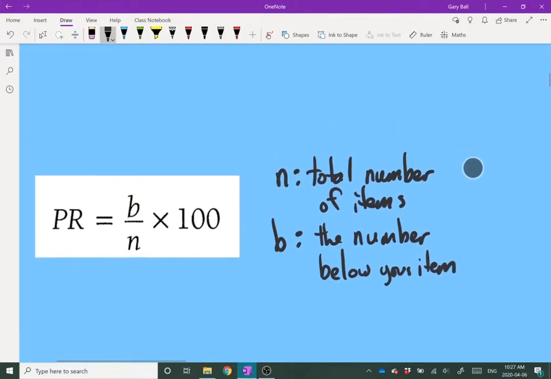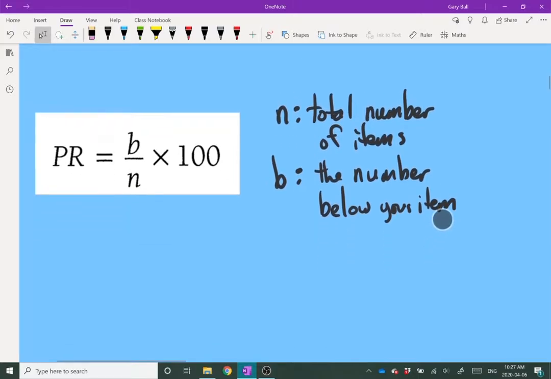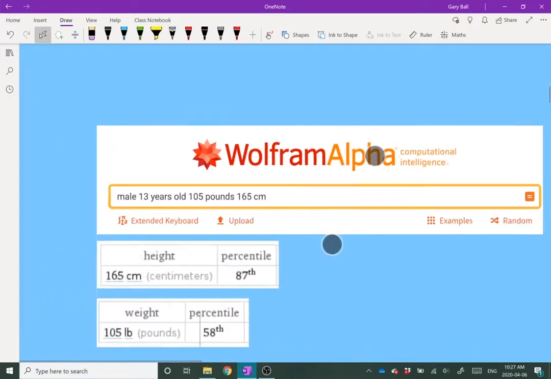A couple things I need to point out. What a percentile rank does not tell you is how many are above, because it also doesn't tell you how many are exactly the same size. All the ones that are the same size and above are lumped into the same category. Percentile rank only shows you the total number below.